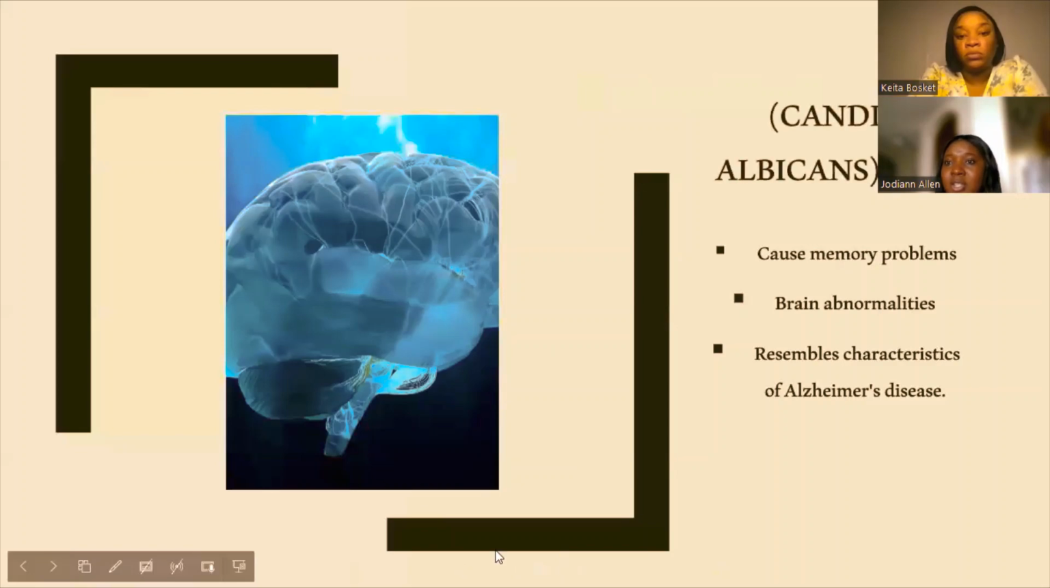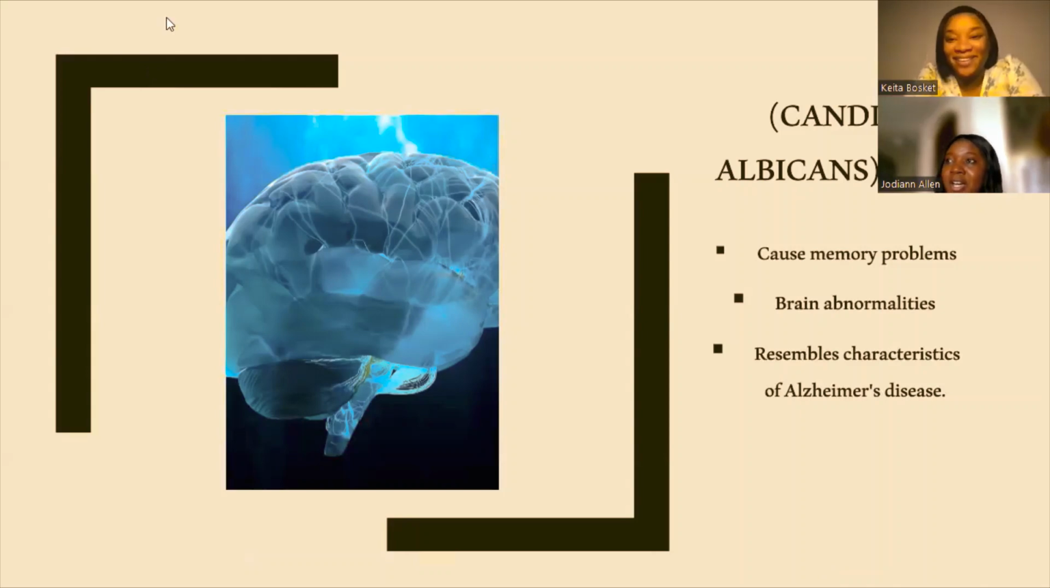And thrush can also cause memory problems. So when thrush enters the brain, the scientific name that we give this is Candida albicans. This causes memory problems, brain abnormalities, and it resembles characteristics of Alzheimer's disease. So guys, this is a learning lesson for all of us. If you are experiencing any of these symptoms, please get tested. We need to stay healthy.